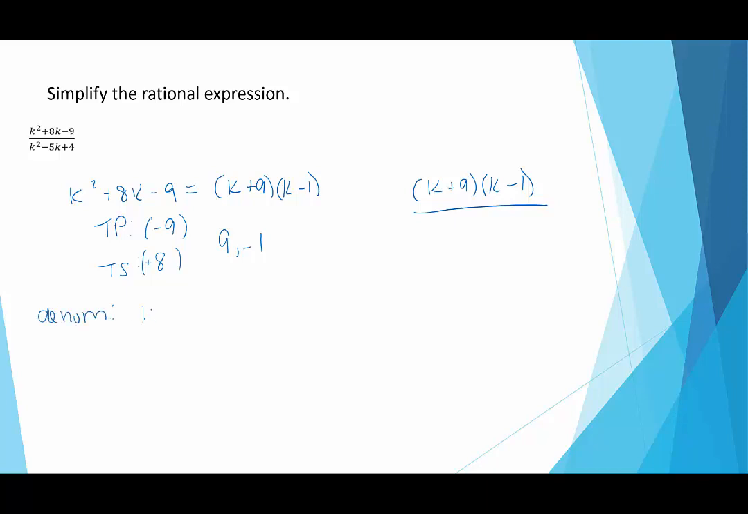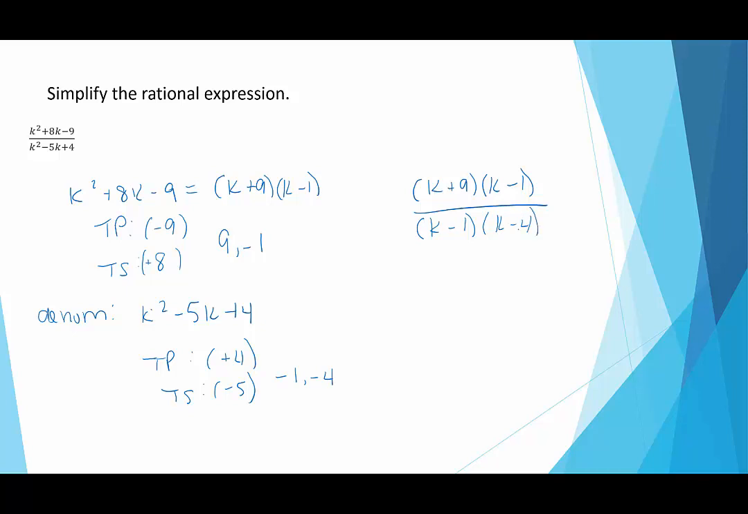In the denominator, we're talking about k squared minus 5k plus 4. We want to try to factor this. The target product will be a times c, which would be positive 4. And the target sum will be that middle coefficient b, negative 5. Can you think of two numbers that multiply to positive 4 and add up to negative 5? Well, how about negative 1 and negative 4? Negative times negative gives us that positive product. Negative plus negative gives us that negative sum. And we can plug these right in, so this will become k minus 1 times k minus 4.